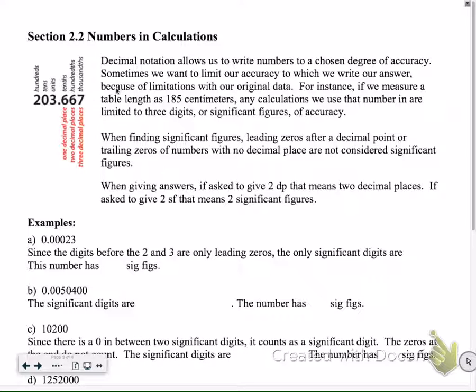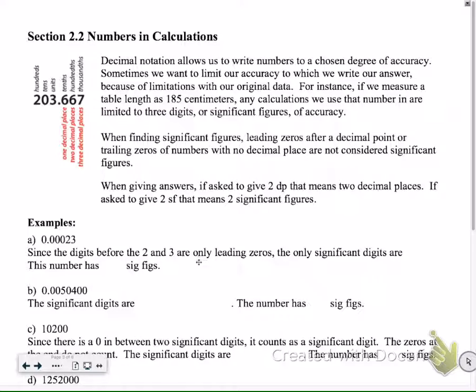If you have any zeros at the end of a big number, let's say 1 million, the 1 is the only number that is significant in that situation. I personally have a hard time with that, but I'm not the one that came up with this idea. So if you're asked to give 2 DP, that means decimal places. If you're asked to give 2 SF, that means 2 significant figures. So just a couple examples.